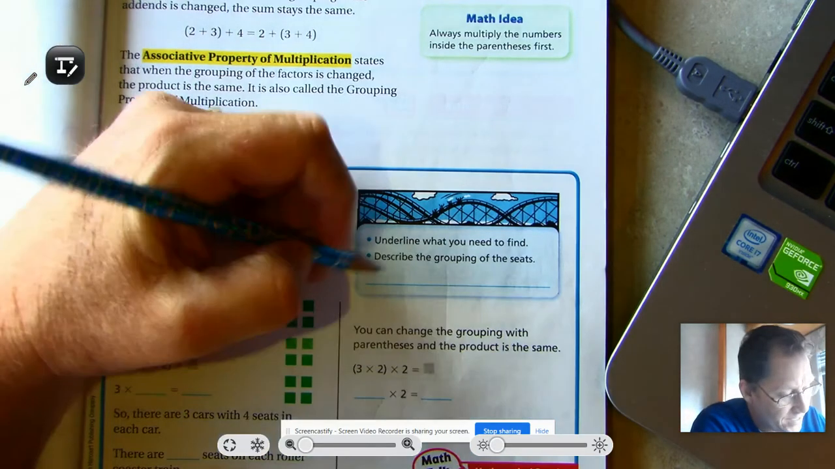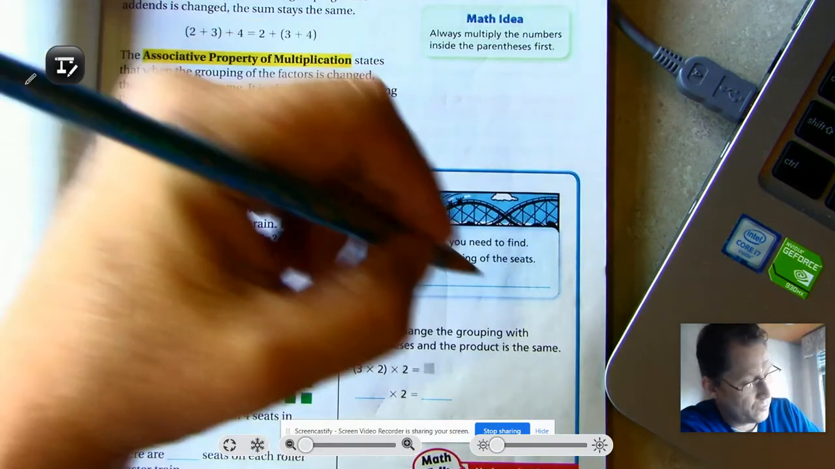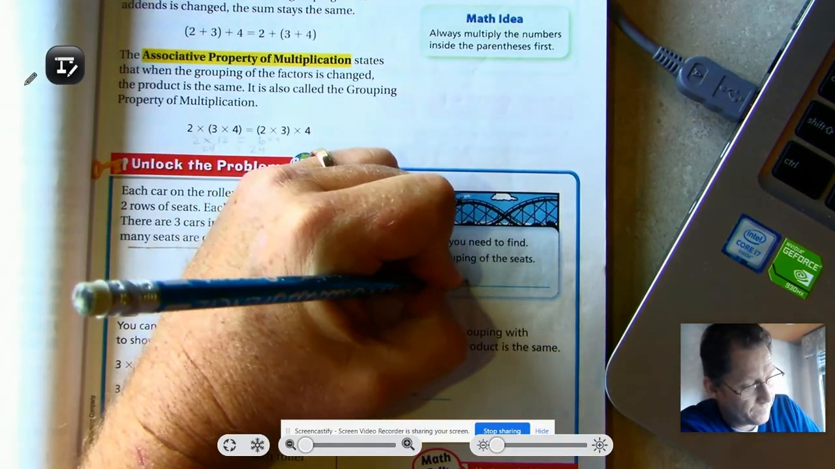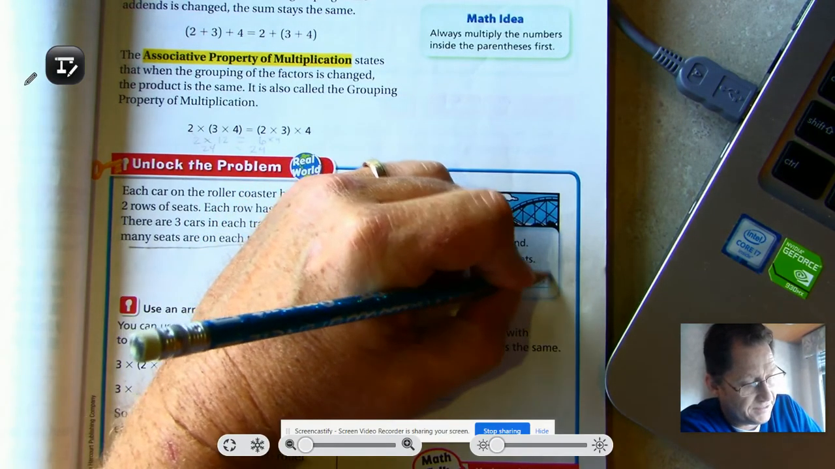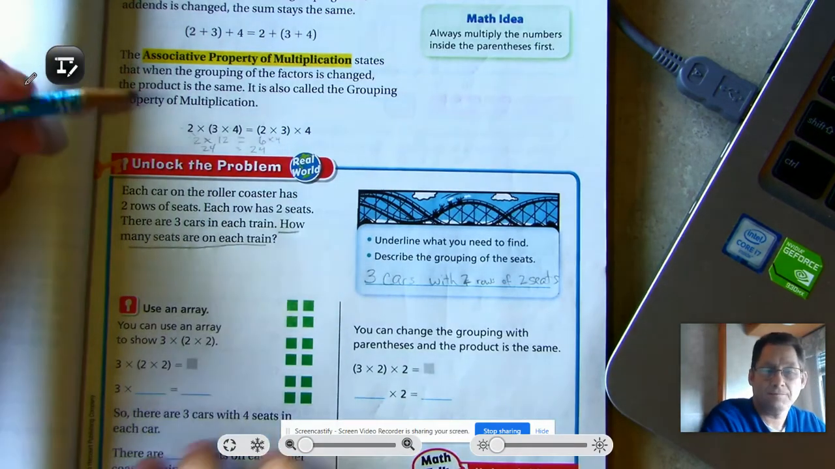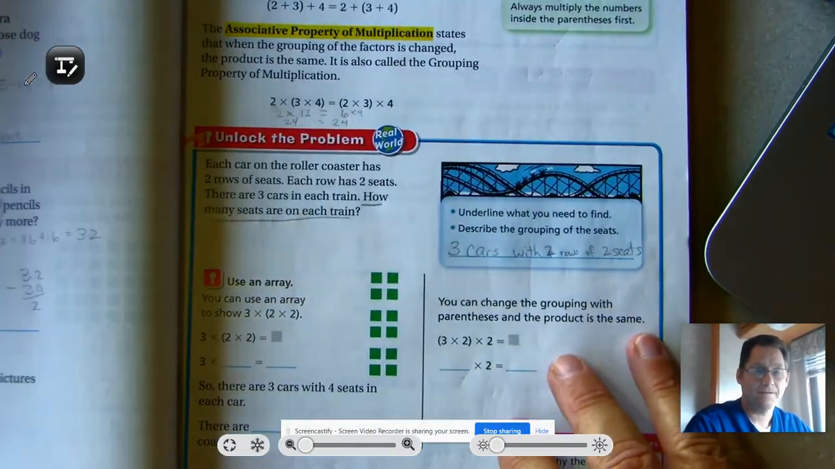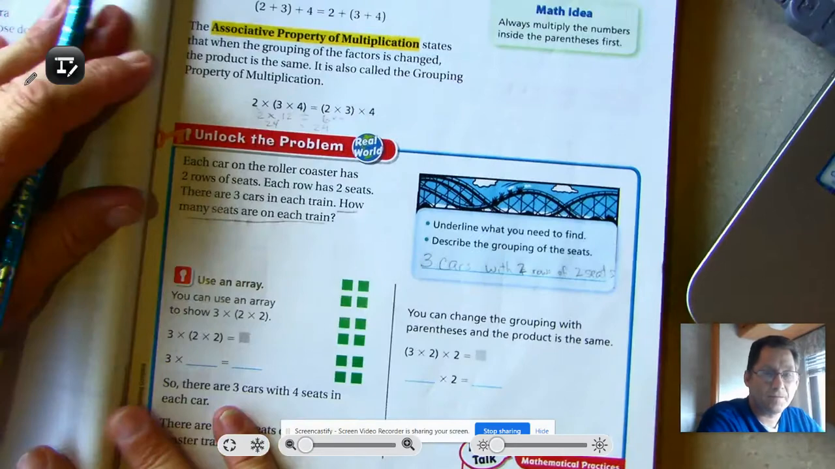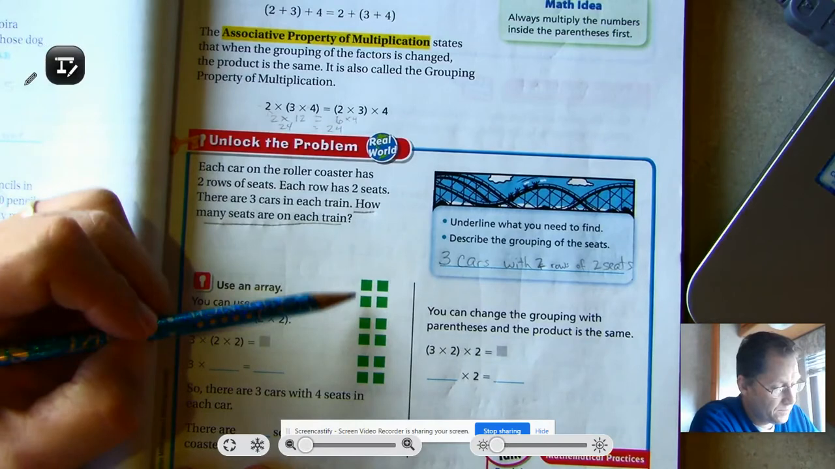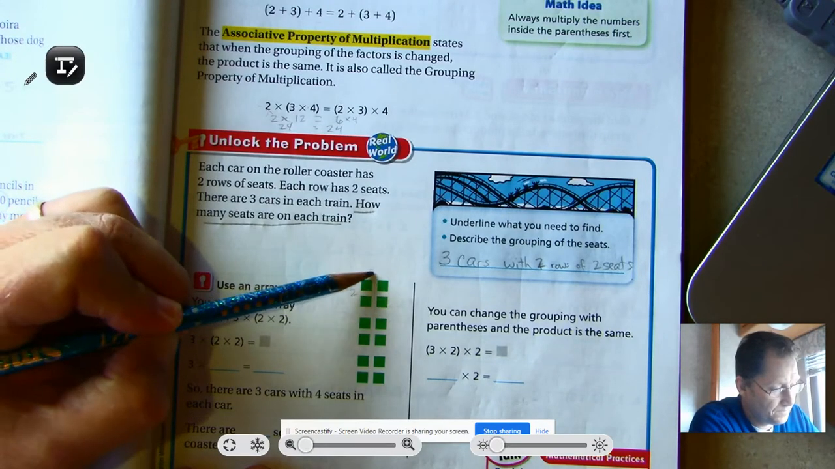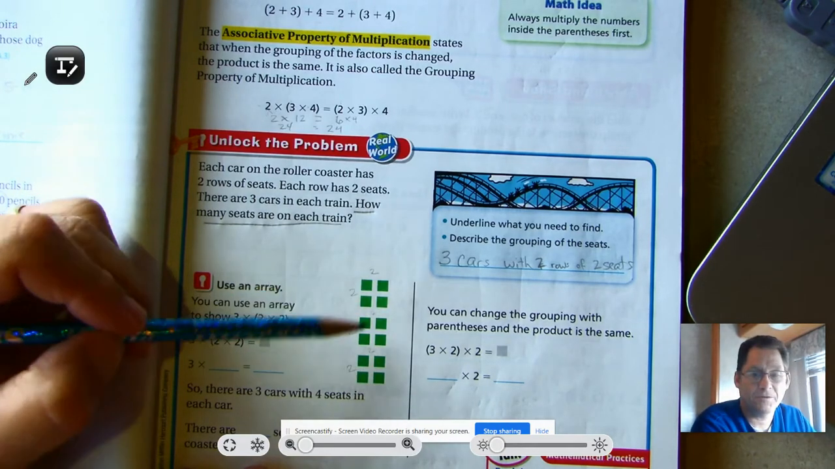So we have 3 cars with 2 rows of 2 seats. Okay, and one way we can solve this is to use an array. And so we see that we have 2 rows of 2, 2 rows of 2, 2 rows of 2. So these arrays represent 3 cars.